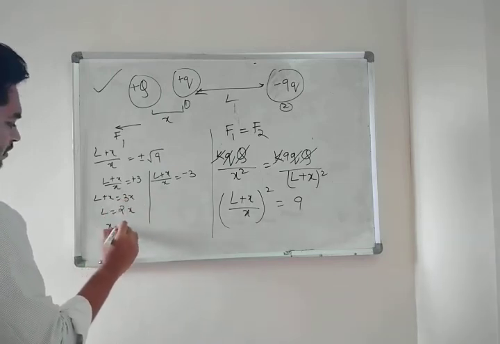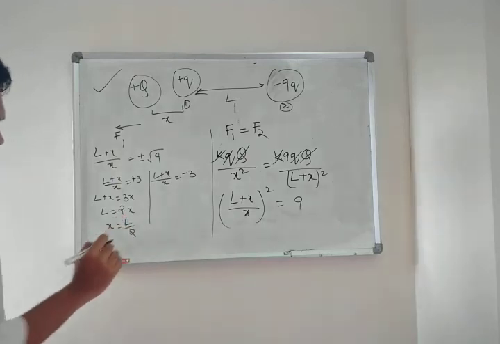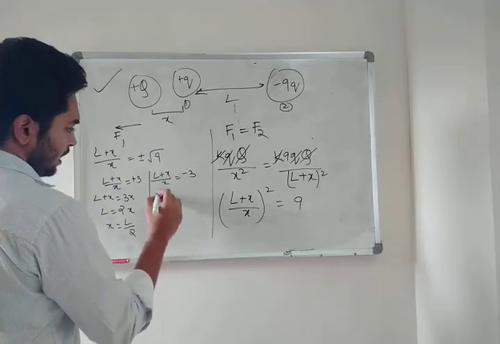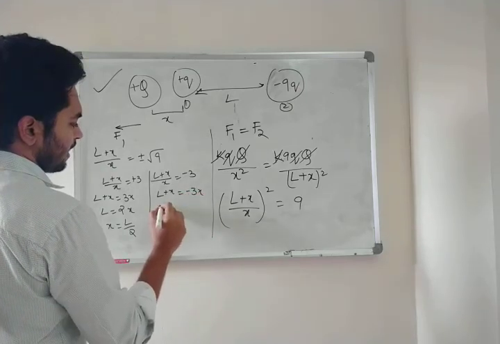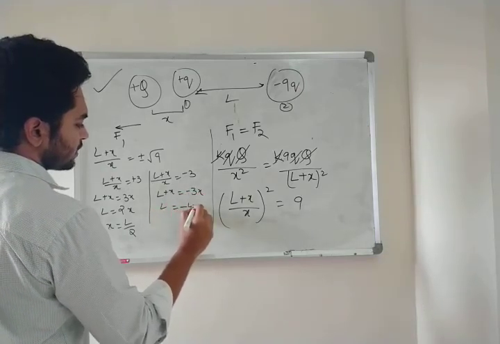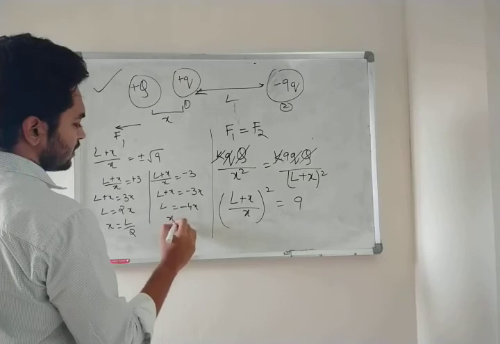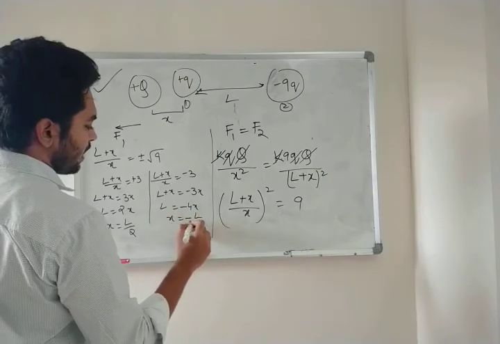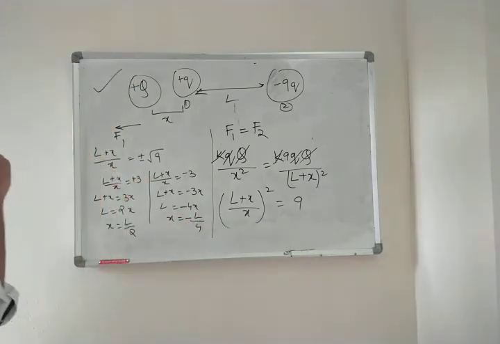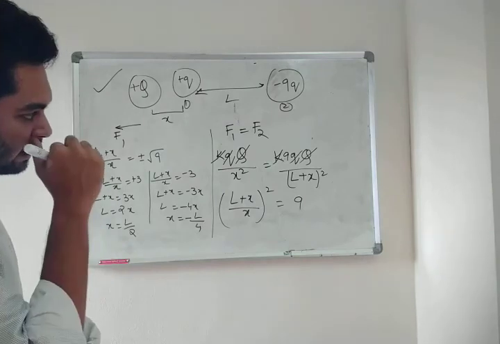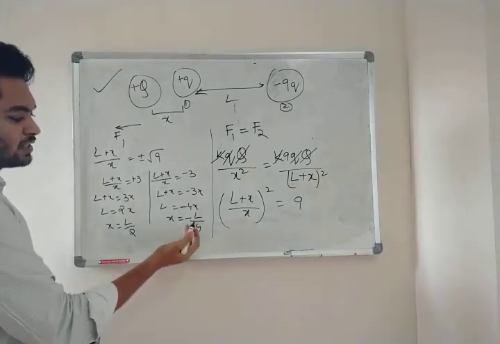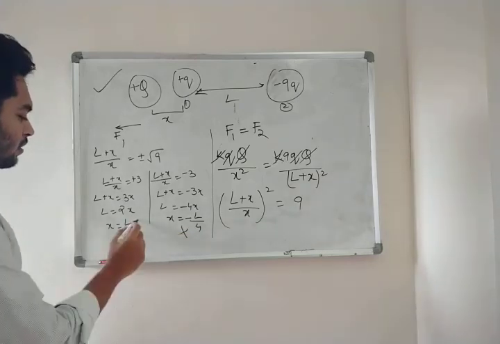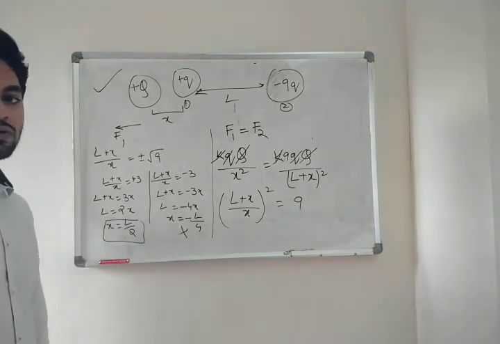So x equal to L by 2. Clear? Now L plus x equal to minus 3x, L equal to minus 4x, x equal to minus L by 4. Now obviously this is negative, we are not going to consider. So our answer is x equal to L by 2.